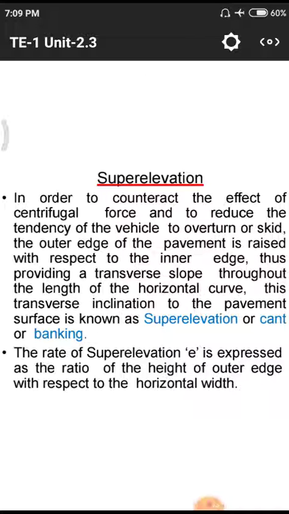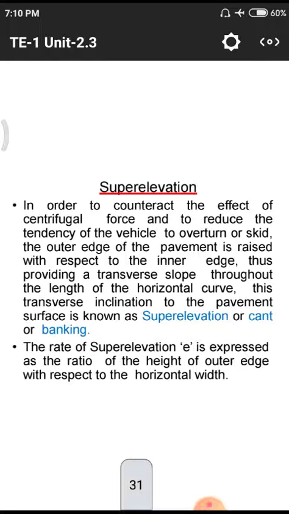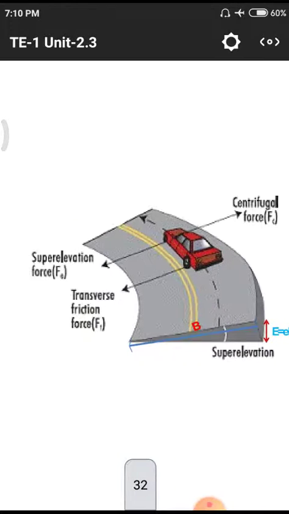In the previous class, I discussed the super elevation or banking angle provided on road surfaces to counteract the centrifugal force acting on vehicles. So we need to design a particular super elevation angle for a particular road surface to counteract these centrifugal forces, along with friction between the tire and pavement. Here E is the super elevation angle. All these things were discussed in the previous class.